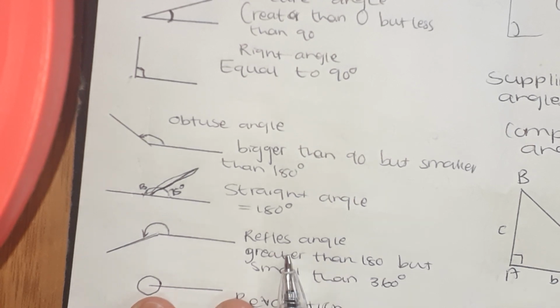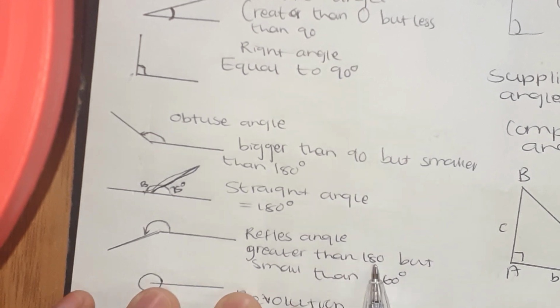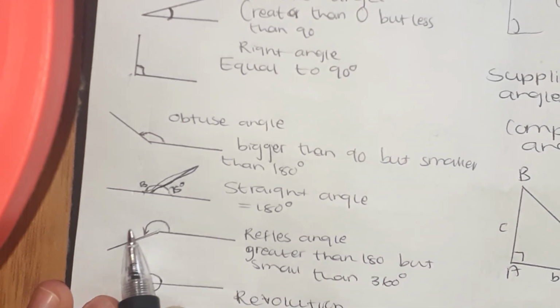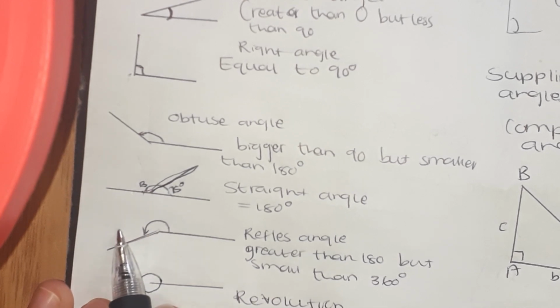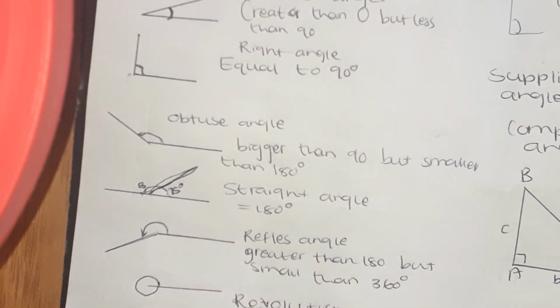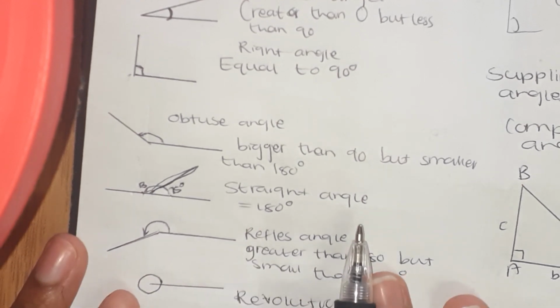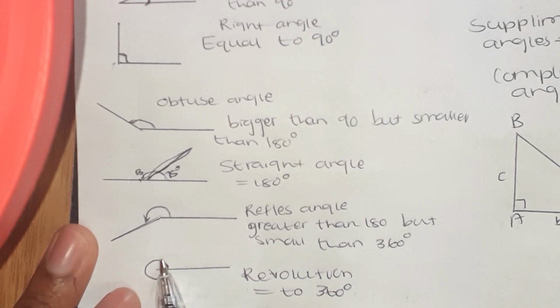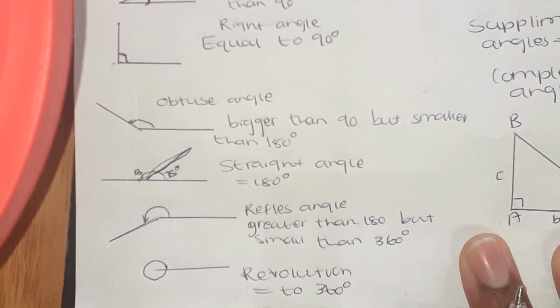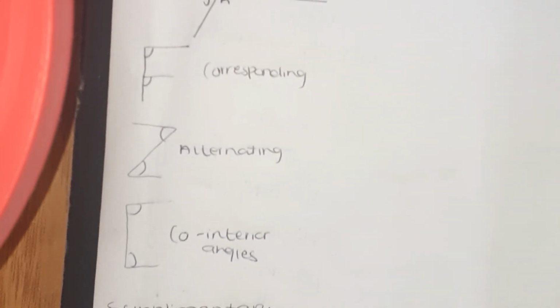So here we have a reflex angle. It's greater than 180. 180 is here, right? This is 180, a straight line. Now this one is going down. It's greater than 180 but less than 360. This whole angle here. Now we have a revolution. That's what I have just shown you. This is a revolution, a circle. Angles around a point equal 360 degrees.